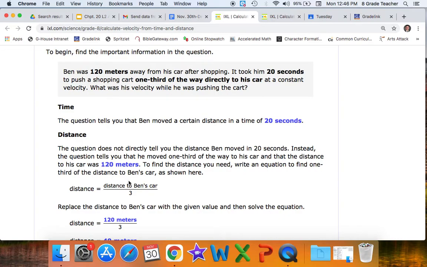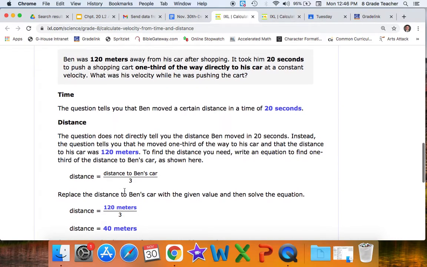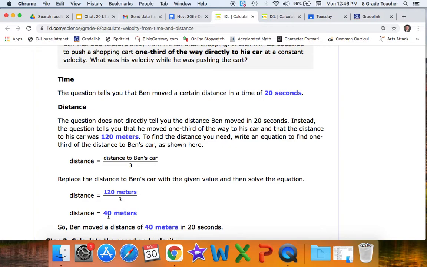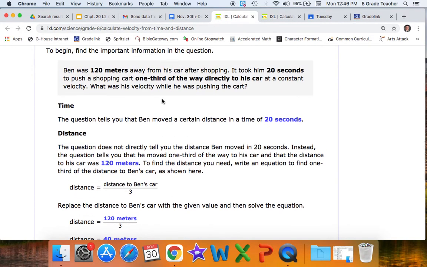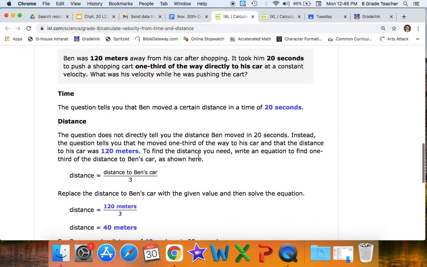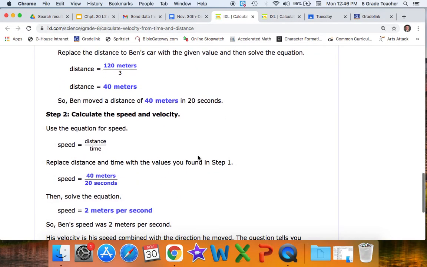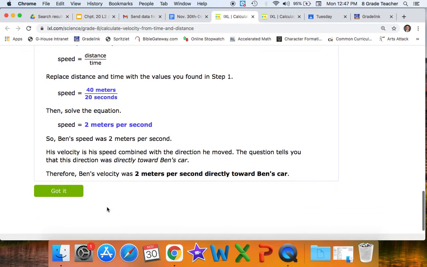So you take the total distance and divide by 3. In this case, it's 120 divided by 3. So he went 40 meters in 20 seconds. So you've got to kind of create a problem for yourself on how you take these two first pieces of information and that third piece and then find the actual meters per second that he's traveling. Break that down. So in this case, he finds out that 120 meters is the total. 1/3 of that is 40 meters. 40 meters in 20 seconds means he's only going 2 meters per second.